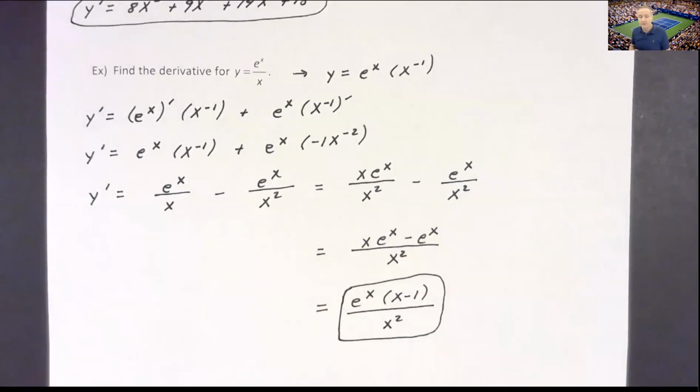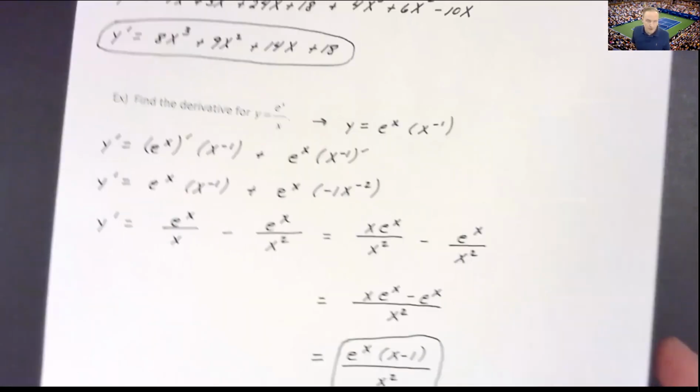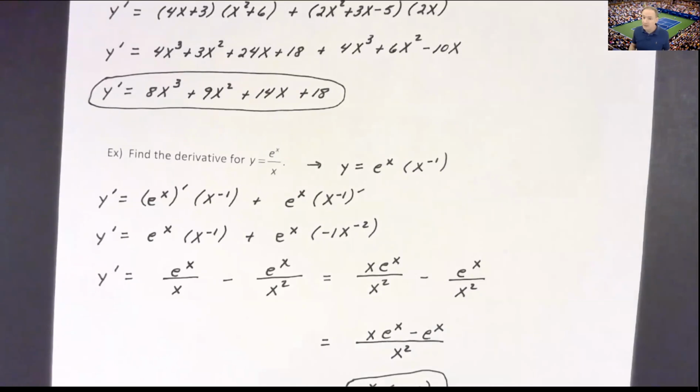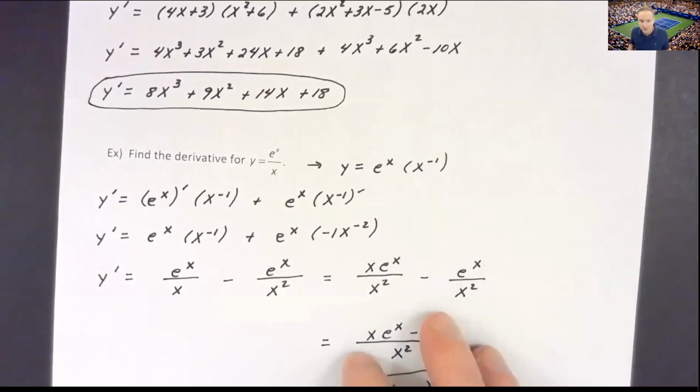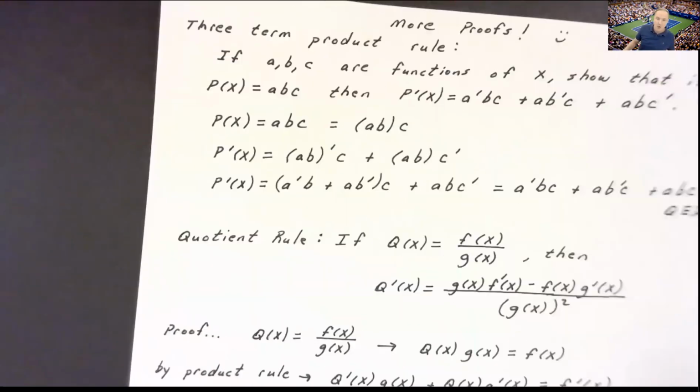What I want to do before I move on to some more problems is some more proofs. So we did the two-term product rule proof, and I did it with a limit definition of the derivative. What if I said, I want to do a three-term product rule? What if I have a term times a term times a term? How am I going to take the derivative of that? Am I only ever able to take the derivative of two terms?